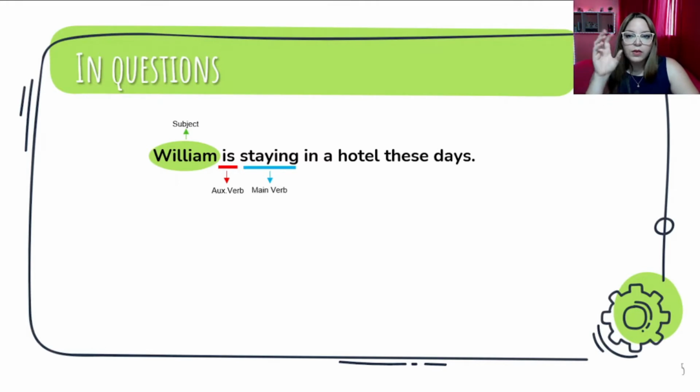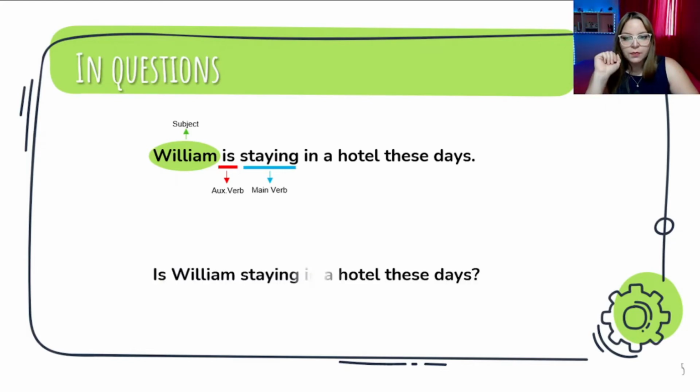Okay, so if we want to transform this into a question, we should put our auxiliary verb first. So in this case, is will be grammatically correct. Is William staying in a hotel these days? Is, as I said, is our auxiliary verb. Then we need to write our subject, and then we have to write the main verb, okay? And after that, our complement. Is William staying in a hotel these days?